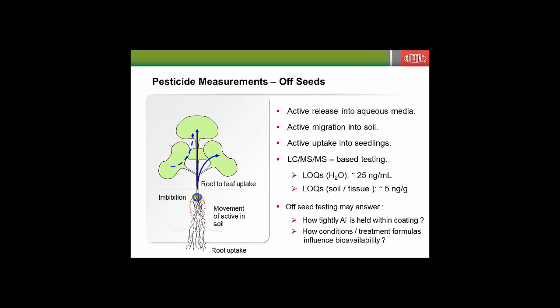Having this capability has proven useful because it allows us to answer certain questions, and one that's always of interest, and kind of going back to what Amanda was saying earlier, as different treatment recipes are being evaluated, you may be fighting multiple battles. You may want to control dust, but you also want to ensure that the active ingredient is migrating as you would hope, so that you're going to have the degree of protection that you want. So the off-seed measurements can help you to understand how tightly the active might be held within a specific coating, as well as what conditions or treatment formulas or recipes would influence the bioavailability.